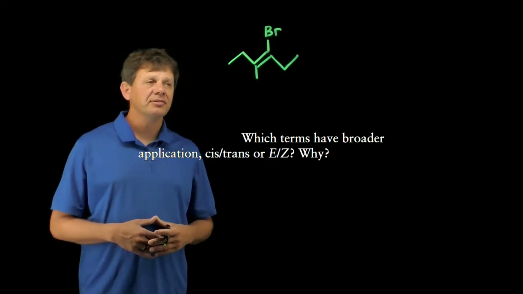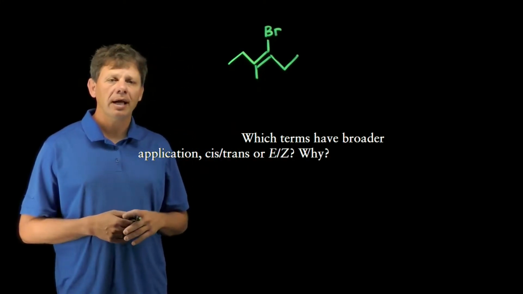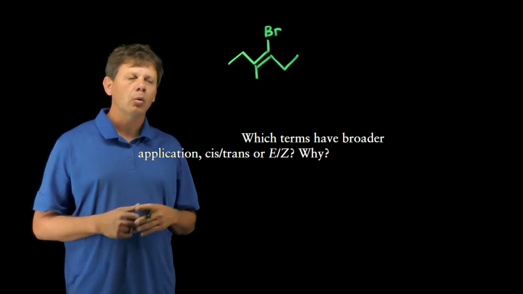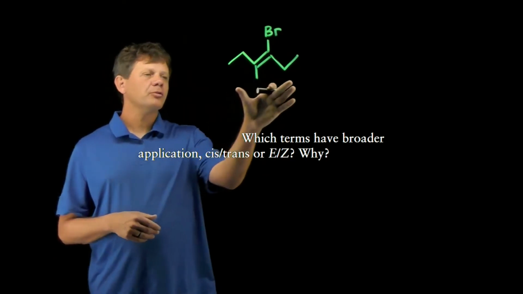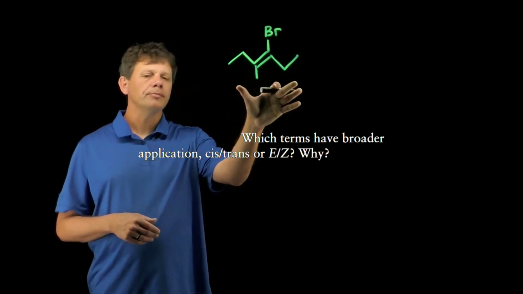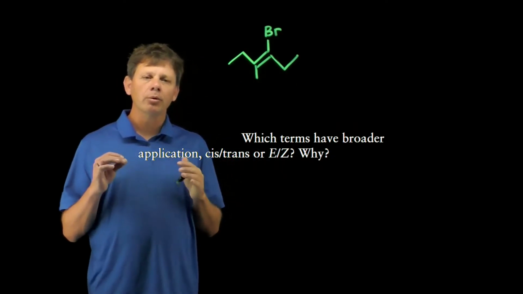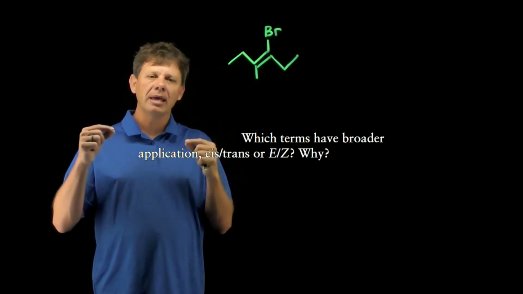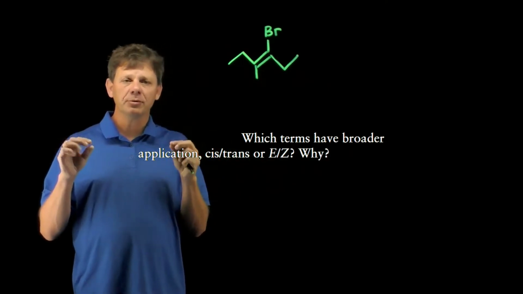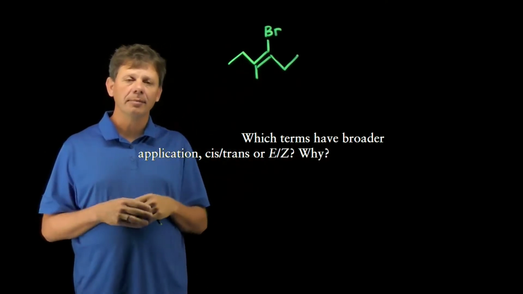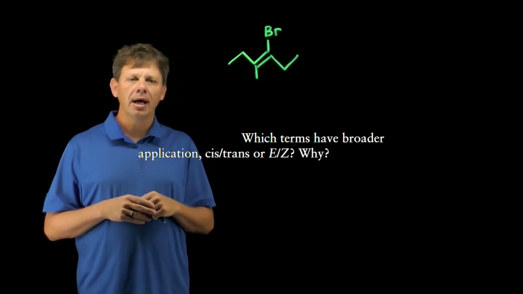This assessment asks us to consider which term has broader application, the cis-trans or the EZ. To answer this question, consider the molecules shown. When we think about cis or trans, what we're really talking about is a relative location of substituents. So two substituents that are cis are on the same side, two substituents that are trans are on opposite sides.